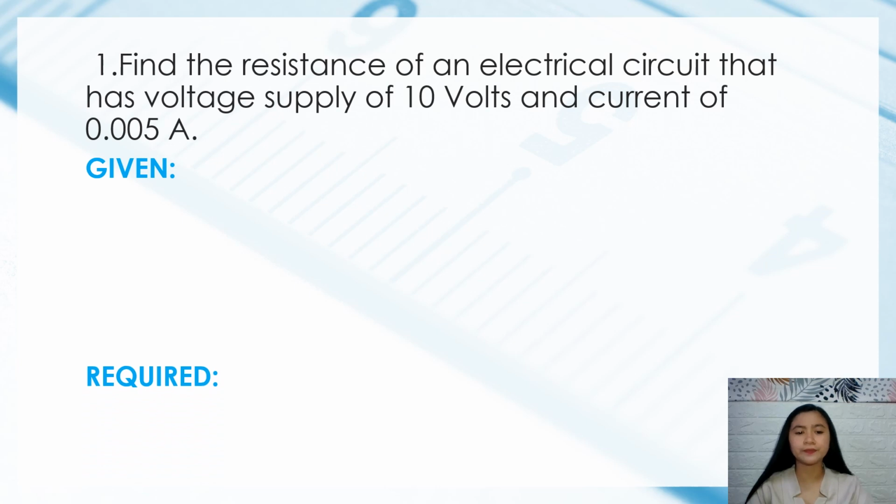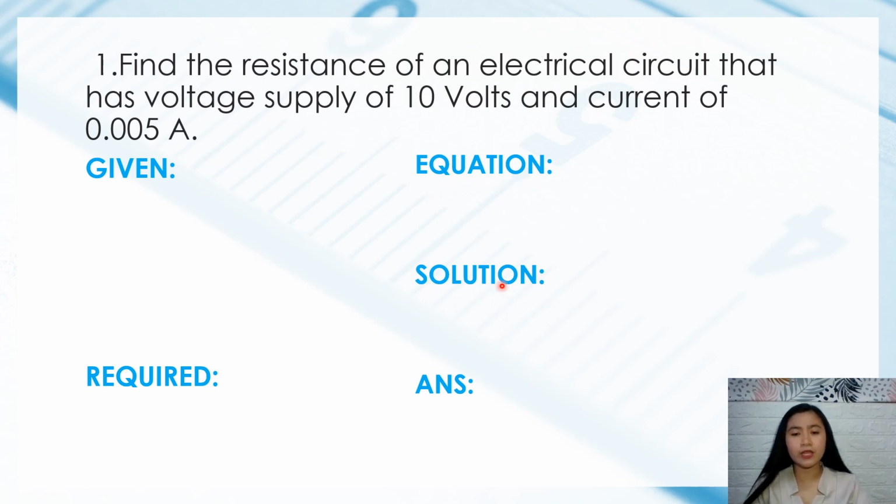G for given, R for required, E for equation, S for solution, A for answer. So, like what I said in your group chat or messages, always use this format, because using the GRESA format, you will identify first the given, the required, the equation or the formula to use, and then you substitute the values from the given, and then you can easily find the correct answer.